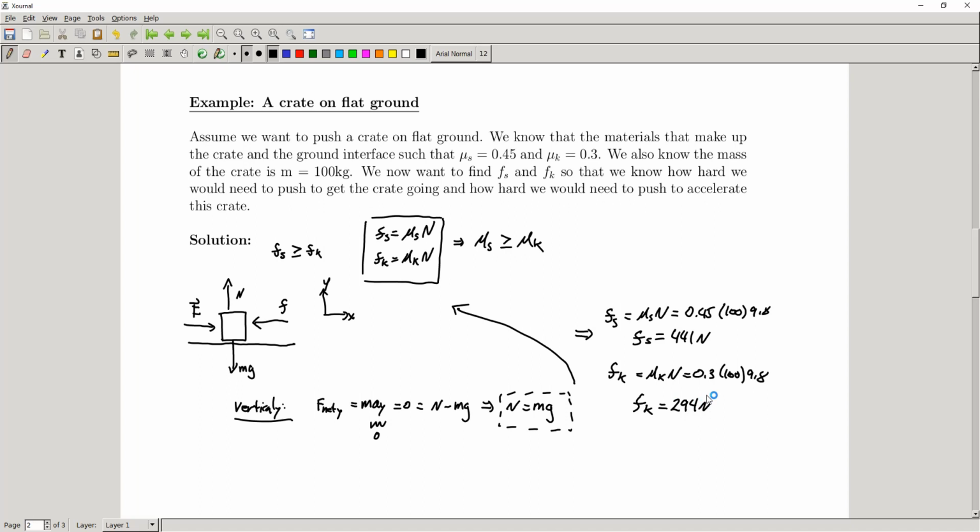So we now know how much force we would need to apply to first get this thing moving, and then we could tell how much surplus force. Let's say we got this thing moving with 450 newtons. Then once it's moving, we would know the magnitude of the force of kinetic friction opposing that motion, and from that we could calculate accelerations and so forth. But we're not going to do that in this problem.